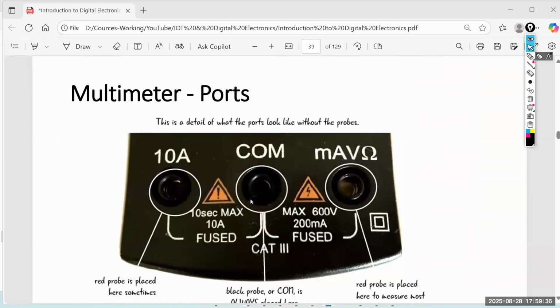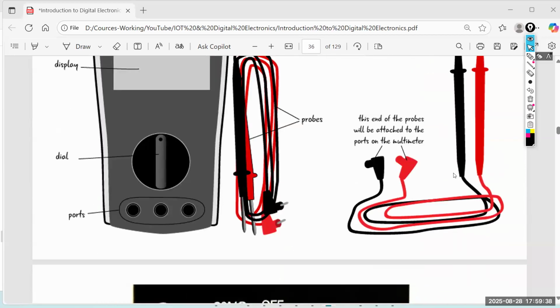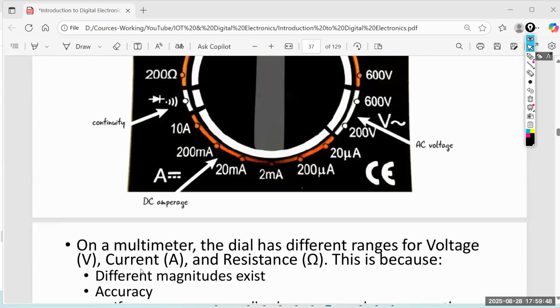So then we have the two wires, but three ports. We have the two probes, but three ports. So you need to fix them to the correct ports depending on what you are doing.